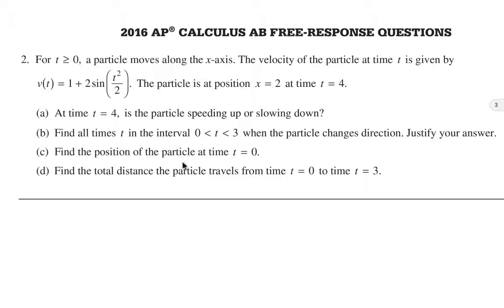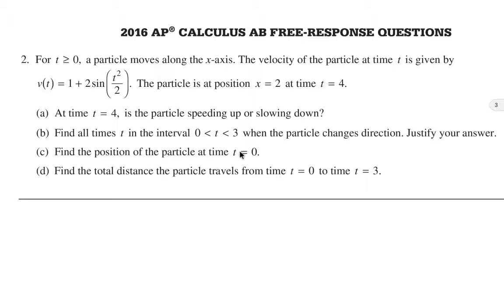Find the position of the particle at t equals 0. Well, remember, v of t is really dx dt. So if we integrate this from 0 to 4, we're talking about t equals 0 and t equals 4. We know what happens at t equals 4. We're trying to figure out what happens at t equals 0. So we know x of 4 is 2, and we're trying to get x of 0. If we integrate the velocity from 0 to 4, don't we get x of 4 minus x of 0? How do you get x of 0?